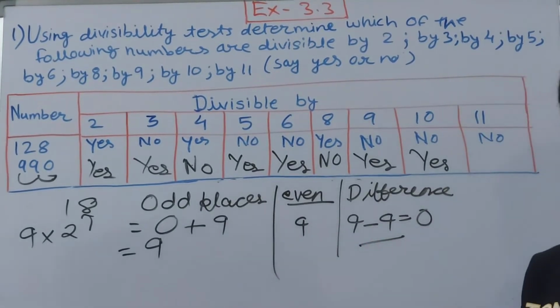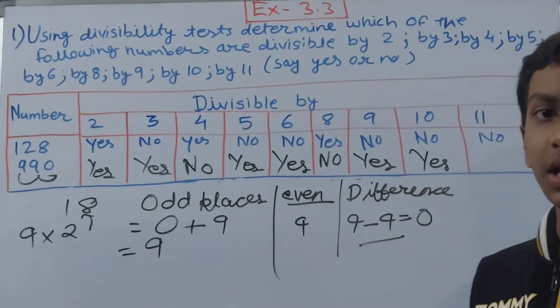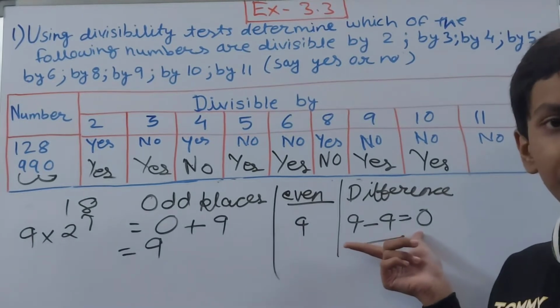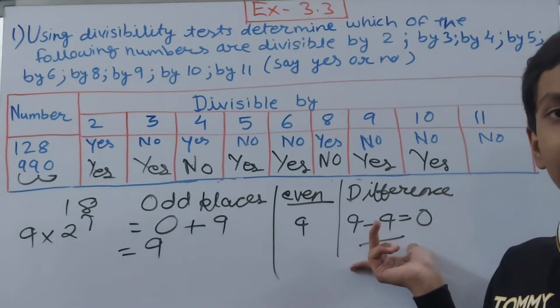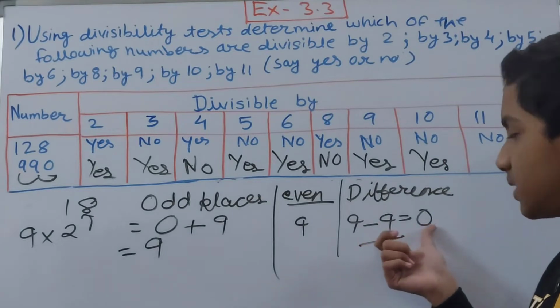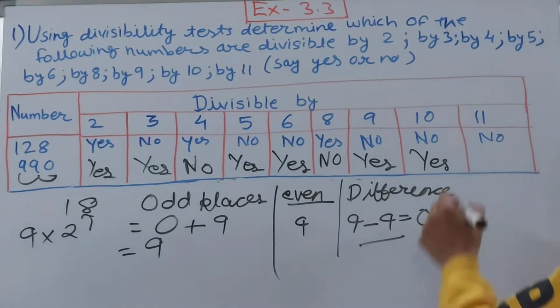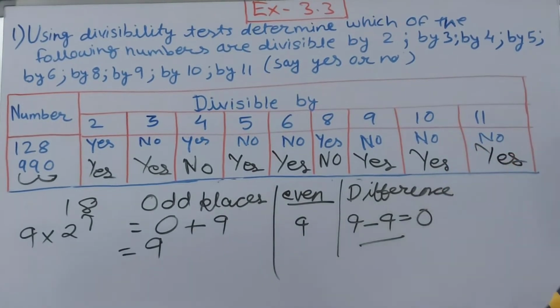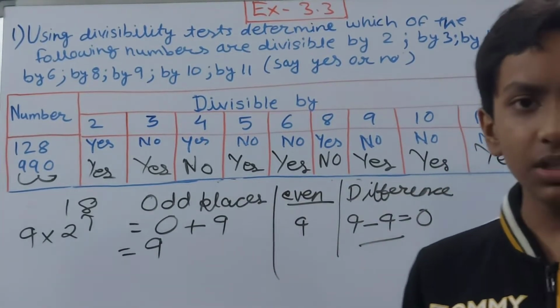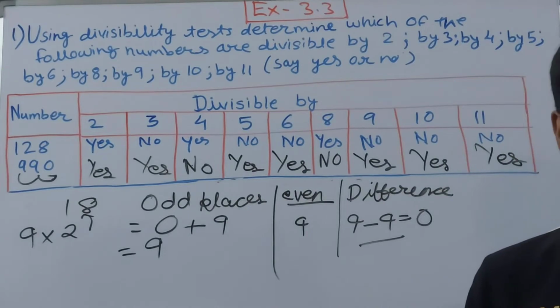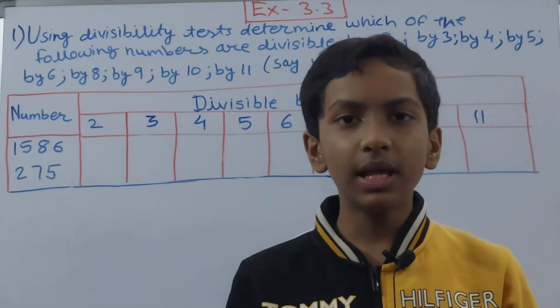9 minus 9, 0. Now keep one thing in mind. If the difference is any multiple of 11, then the number is divisible by 11. If the difference is 0, then also the number is divisible by 11, right? So that means this is divisible by 11 because we are getting 0 as the difference. Now we'll move on to the next number.